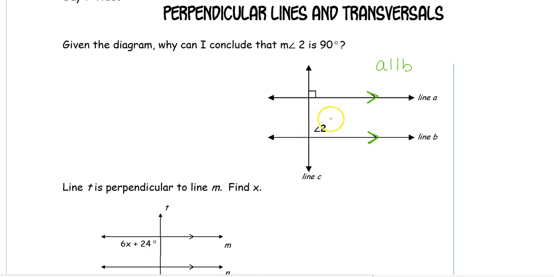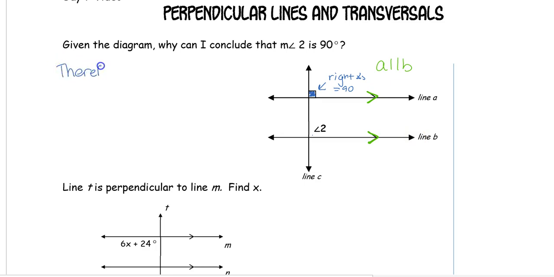So I have angle 2 right here. I look at this indicator. This indicator means that I have a right angle. And we know that right angles are equal to 90 degrees. So when I look here and I look here, these two angles have to be congruent because they are corresponding angles. So here in the diagram, line C is the transversal cutting through two parallel lines A and B.